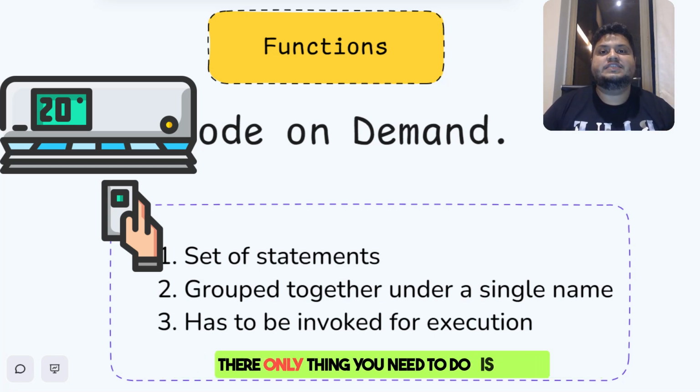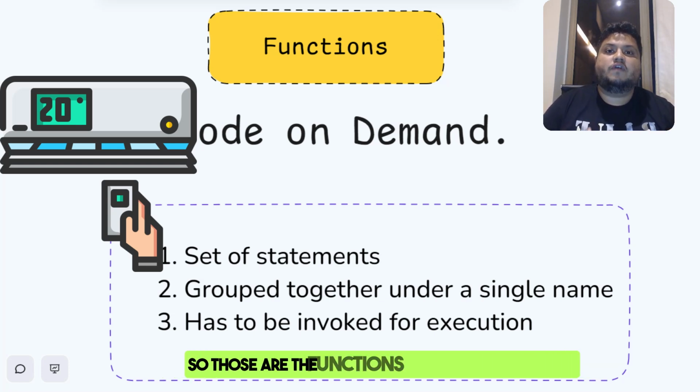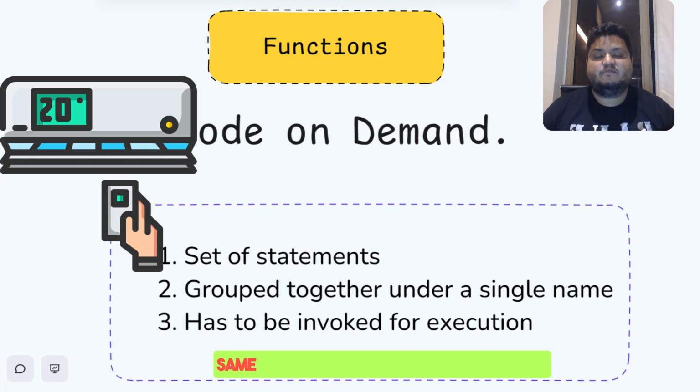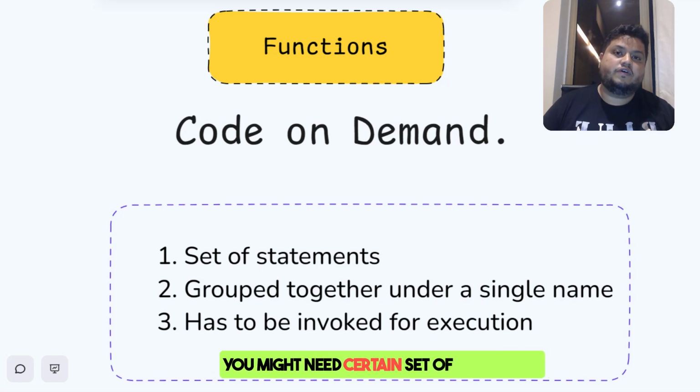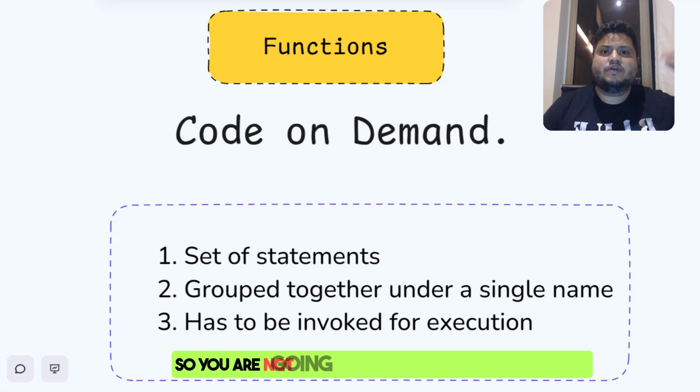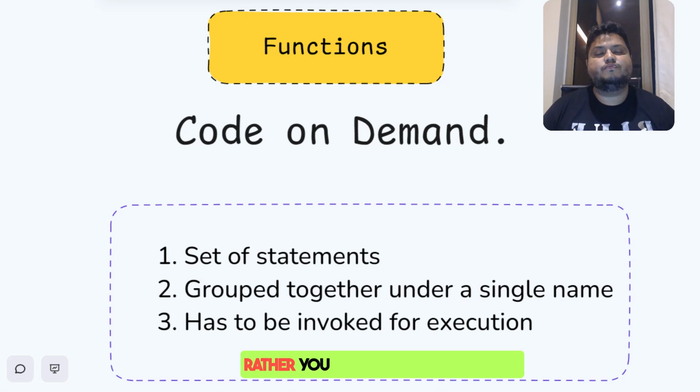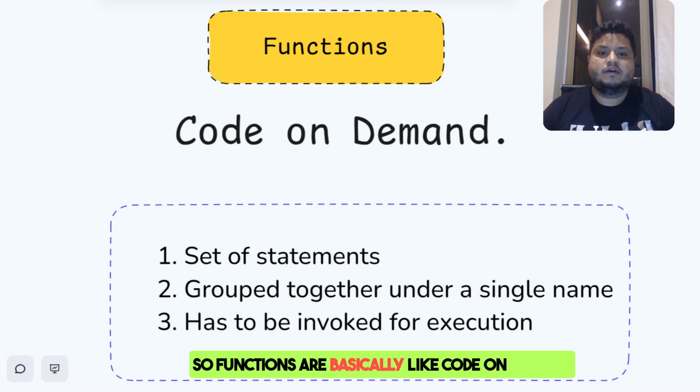The only thing you need to do is invoke. So those are the functions of an air conditioner. Same way, when you write your own code, you might need certain statements to be repeated again and again. You are not going to write them again in sequence; rather you put them in a block, give it a name, and whenever required you keep on calling. So functions are basically like code on demand.